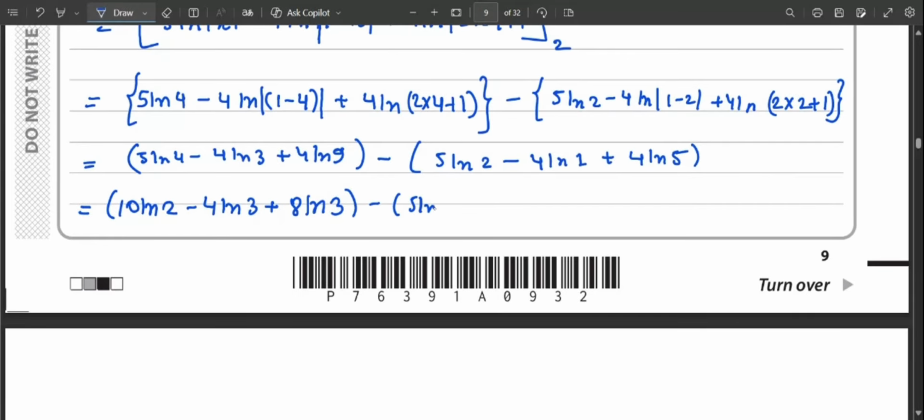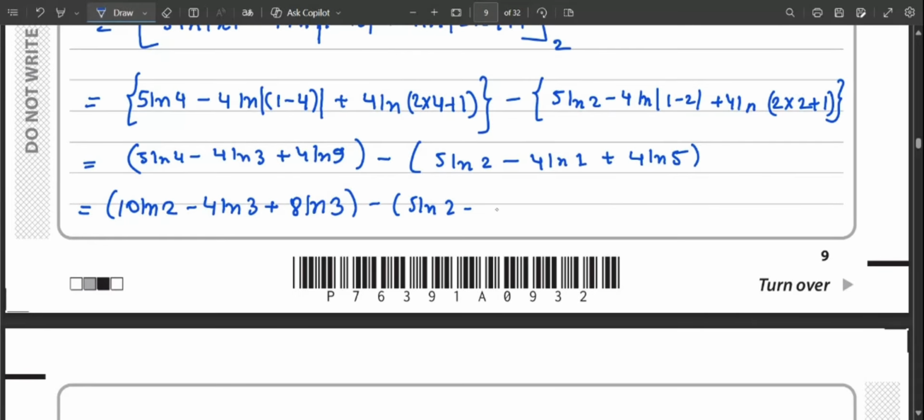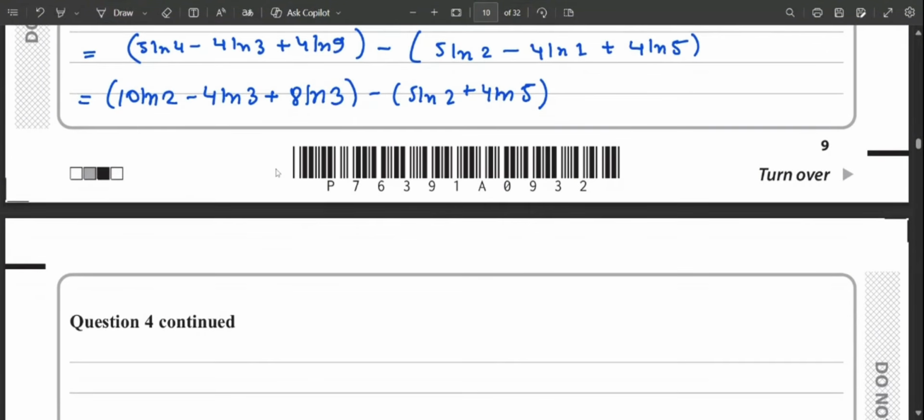Minus 5 ln 2 minus 4 ln 1. We know that ln 1 is equal to 0, so minus 4 ln 1 will be equal to 0, or we can just not write it. And we have 4 ln 5. Simplifying this further will give us our final answer.